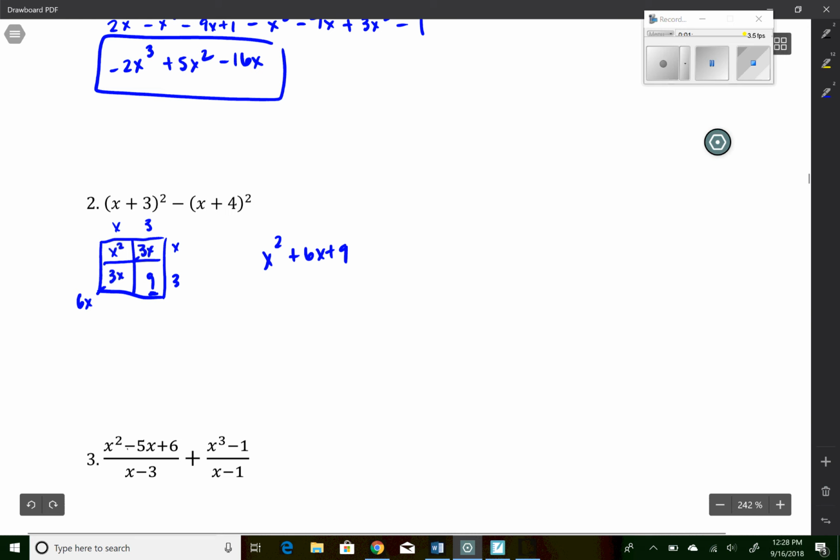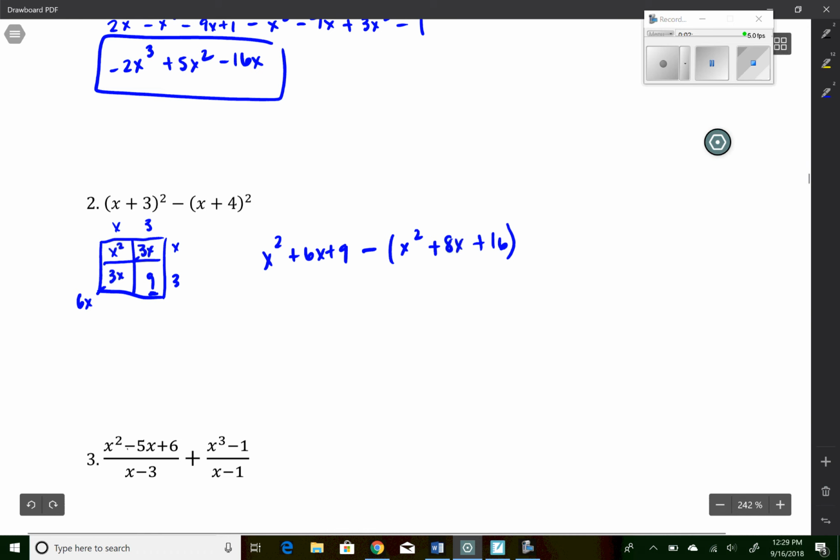Well, how did I get that? I added 3 to itself to make the 6. I multiplied 3 to itself to make the 9. So let's use this process to factor x plus 4 squared mentally. So I know it's going to be x squared. 4 plus 4 is 8. And 4 times 4 is 16. Seeing the same structure helps us identify how to factor that pretty quickly.